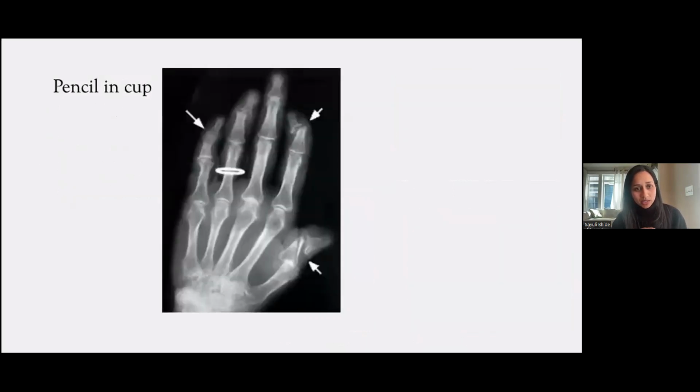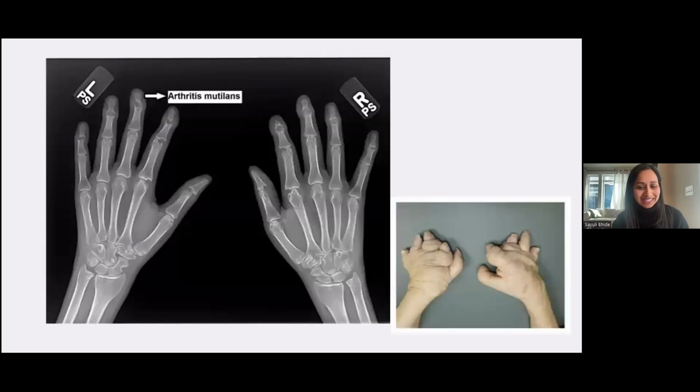The DIP joints in psoriatic arthritis can sometimes get eroded away to the point where they actually look like a sharpened pencil, the so-called pencil-in-cup deformity. This can be seen with rheumatoid arthritis as well, so it's not specific for psoriatic, but often associated. And then really severe disease: a patient who's had psoriatic arthritis for 10+ years can develop arthritis mutilans, which is severe erosion of the bones to the point where you lose your bony support and the finger skin becomes loose and starts telescoping in on itself.